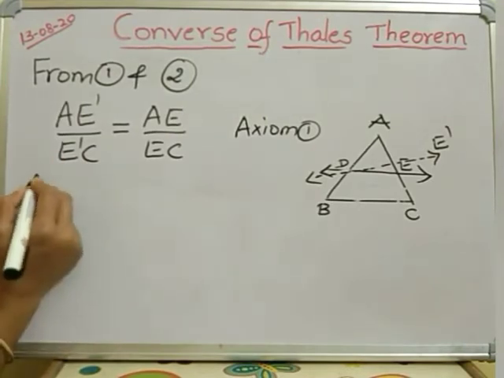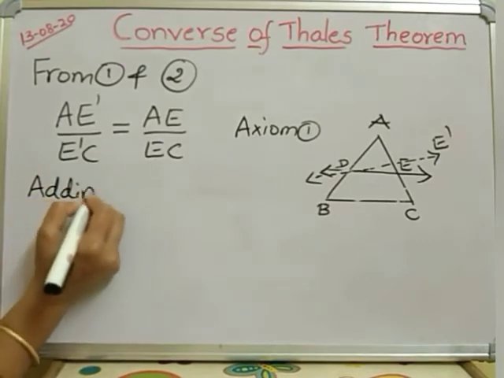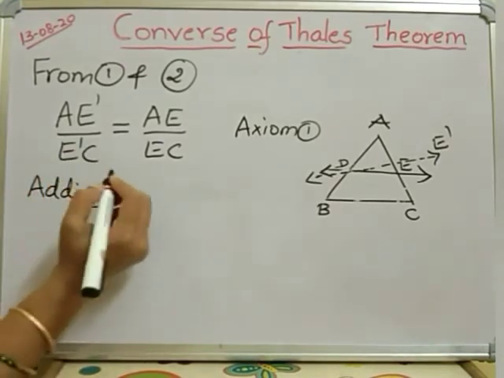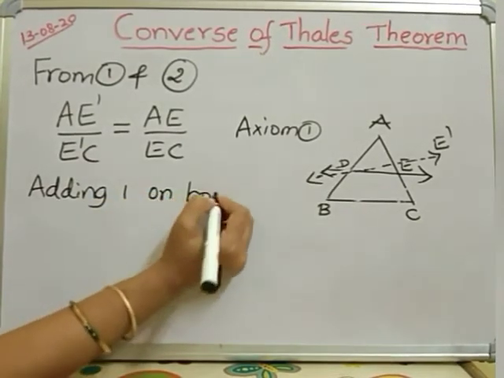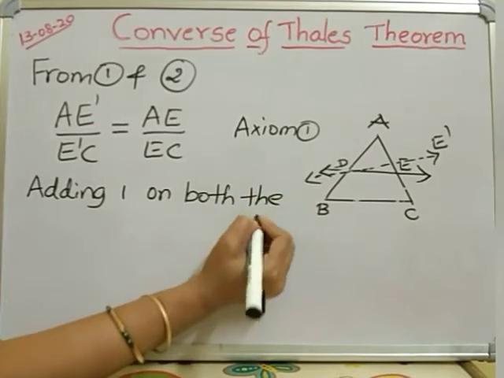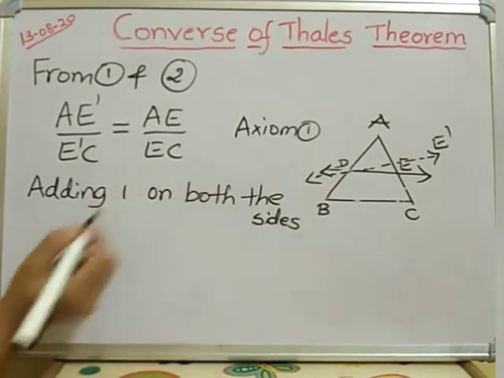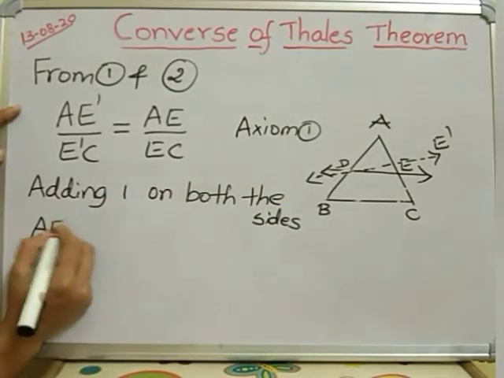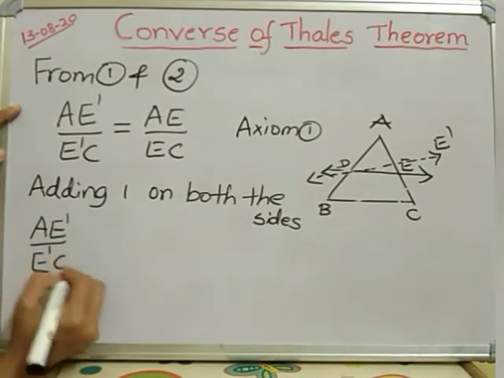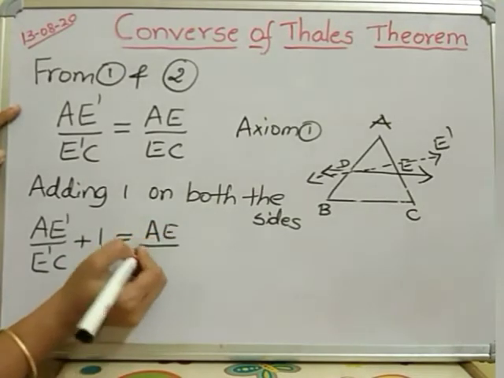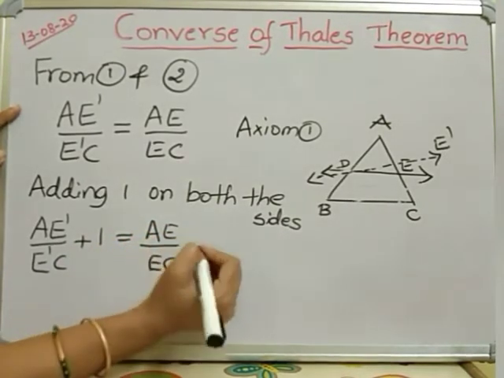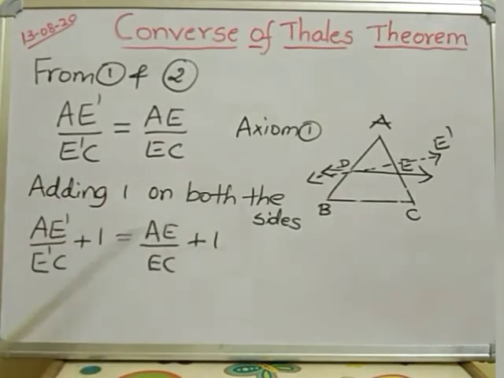Now what will I do here? Adding 1 on both the sides. Adding 1, that is number 1, not equation 1. Adding 1 on both the sides, so what will we get? Let us write AE dash by E dash C plus 1 is equal to AE by EC plus 1. Now what do you mean by 1? Here the denominator is 1, here also the denominator is 1.